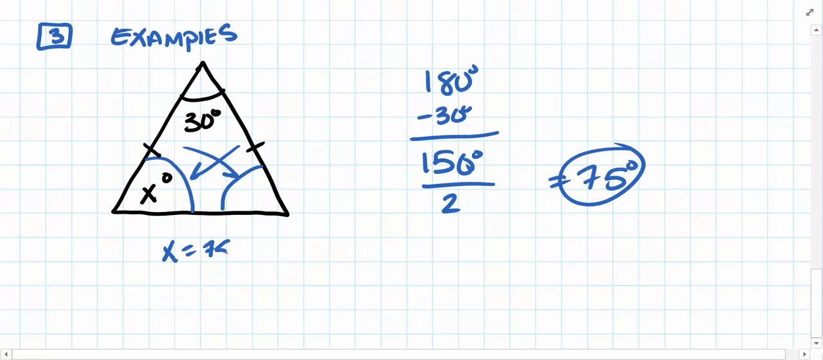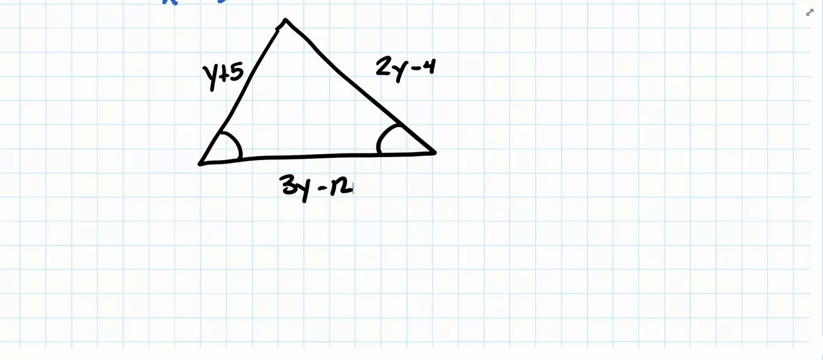Okay, next example here. This is a triangle. The sides are labeled y plus 5 on the left, 2y minus 4 on the right, and then a 3y minus 12 down below. Well, here's my question to you. I want you to solve for y. What can we infer from this already? Anybody? Say something about it. Yeah. All the interior angles sum up to 180, true, but how does that help us solve for y?